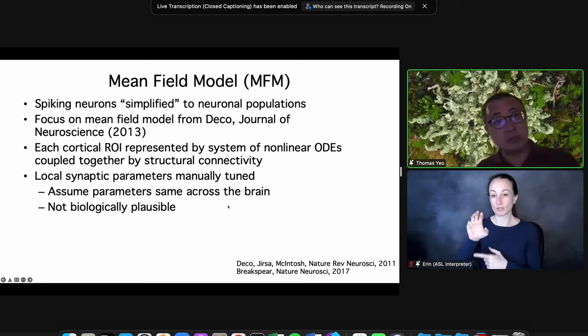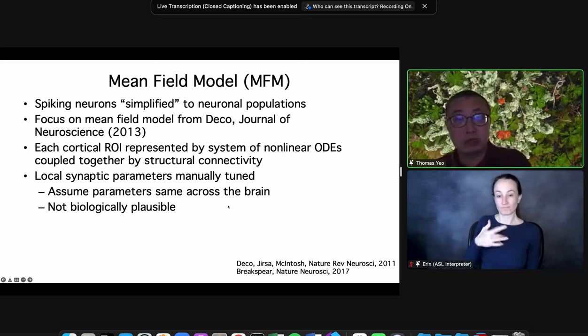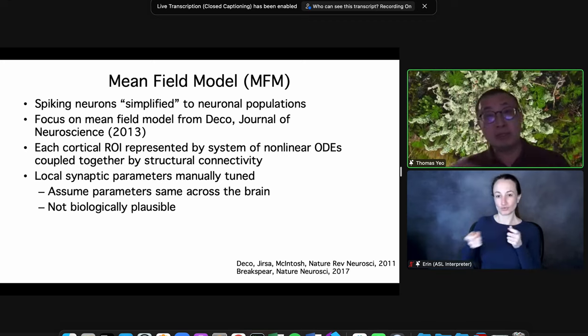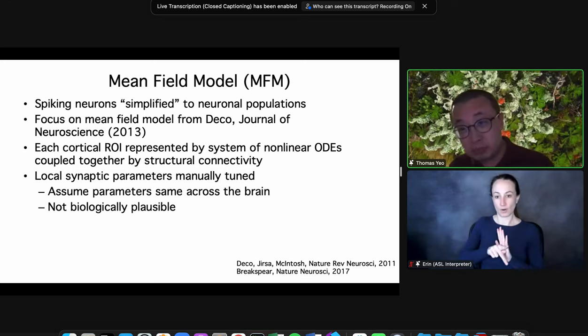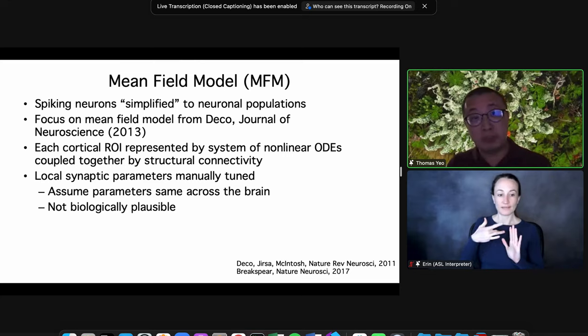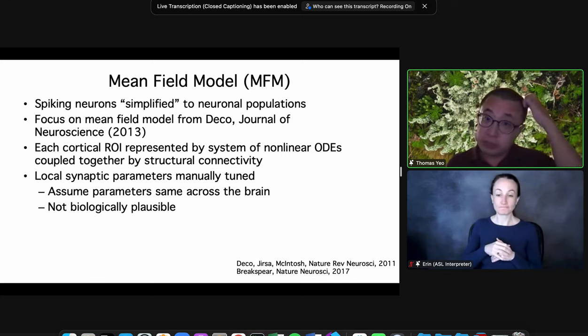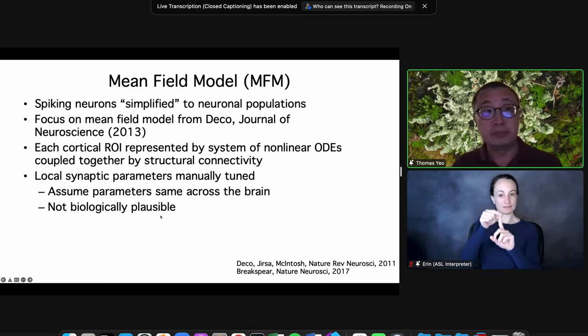So the mean field model typically has many parameters controlling local synaptic properties. These parameters are typically manually tuned. So it's common to just assume that the parameters are the same across the brain. If not, there's simply too many parameters to tune. However, given that different cortical regions have distinct cellular properties, this is not biologically plausible.